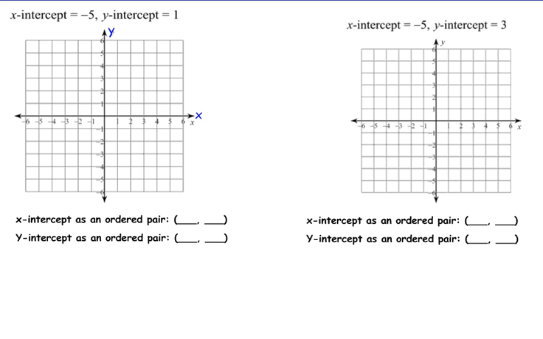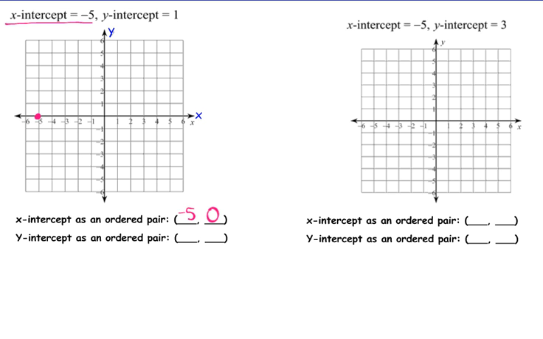Now, let's talk about graphing a line using the intercept-intercept method. First thing I always want to do when I see my graph is I want to make sure that I label my x-axis and my y-axis. And when I am at the x-intercept, right, when I'm at the x-intercept, my y value is always 0. So up here, they give me the x-intercept. It's the ordered pair -5, 0. And I can just go to -5 on the x-axis and put a dot.